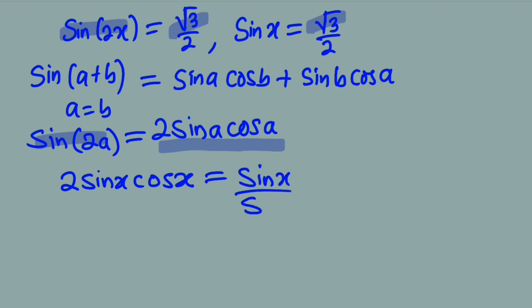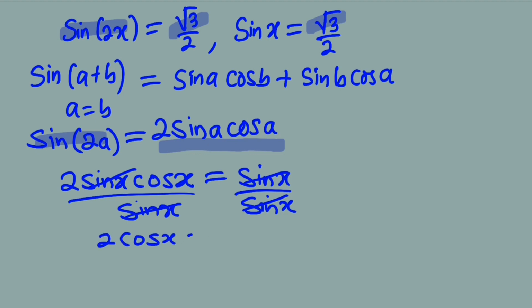Divide both sides by sine x. Sine x will cancel sine x to the right, we equally cancel. To the left, we have only 2 cos x, and to the right, we have only 1, because sine x divided by sine x is equal to 1. Now we can divide both sides by 2. Cos x is now equal to 1 divided by 2.